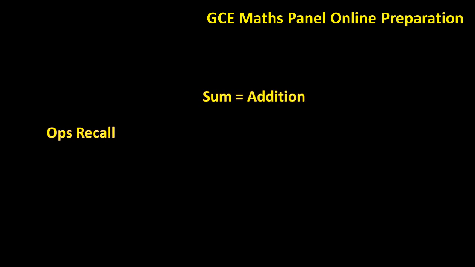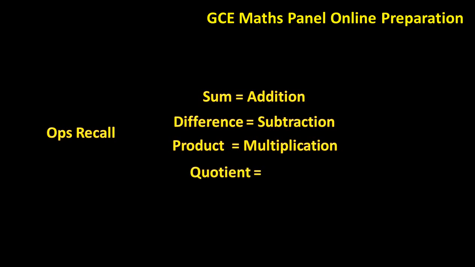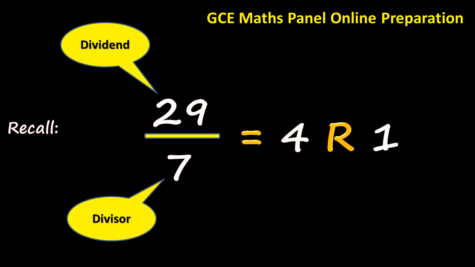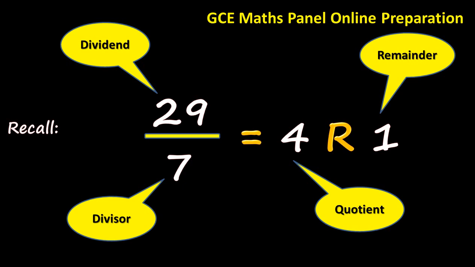Let's recall equally that sum means addition, difference is subtraction, product is multiplication, and quotient is division. In this operation as well, 29 divided by 7 gives us 4, remainder 1. Note that 29 here is the dividend, 7 the divisor, 4 the quotient, and 1 the remainder. Like the song we always sing from primary 4 or 5, dividend divided by divisor equals quotient plus a remainder. And note, if the remainder is 0, it means that the divisor is a factor of the dividend.